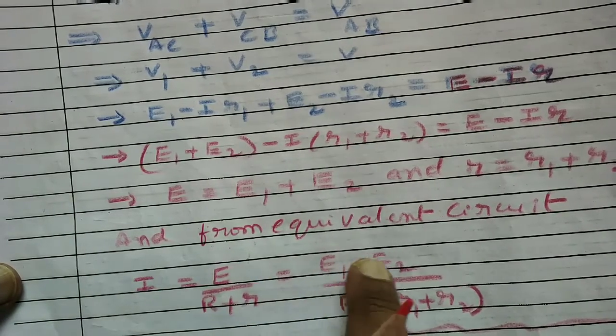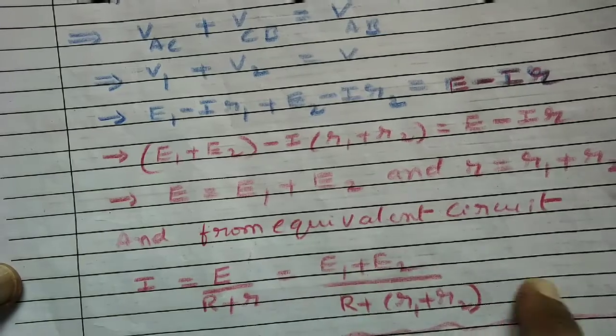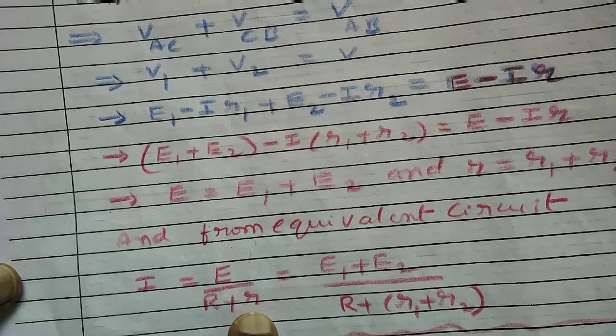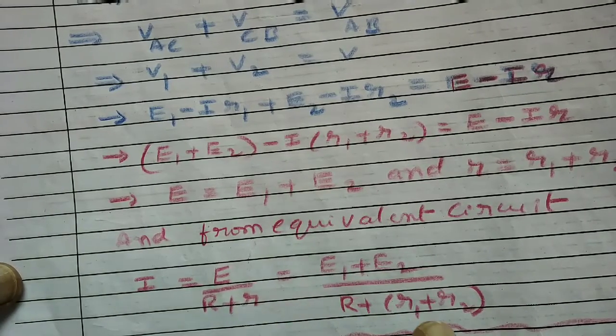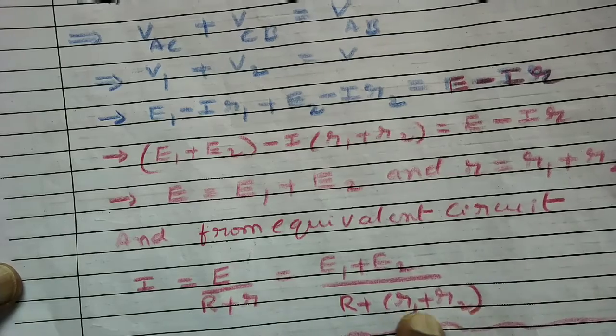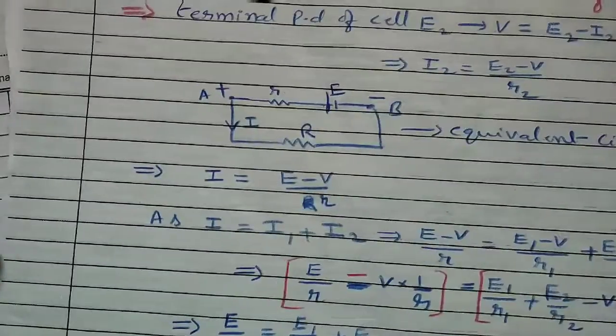So E means E1 plus E2, so current is E1 plus E2 by big R plus R. R means what? Effective internal resistance, which is equal to the sum of the two internal resistances. So this is the current expression.